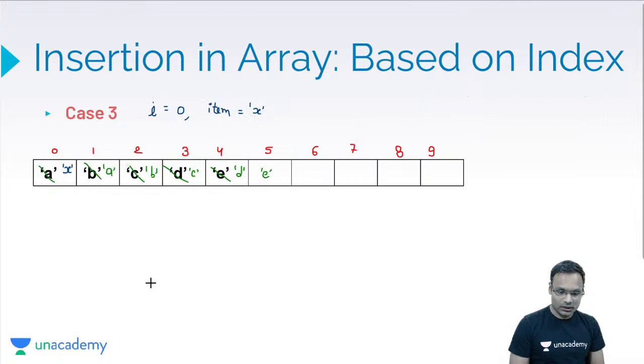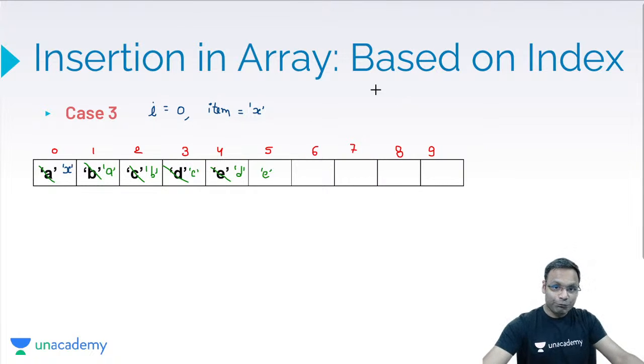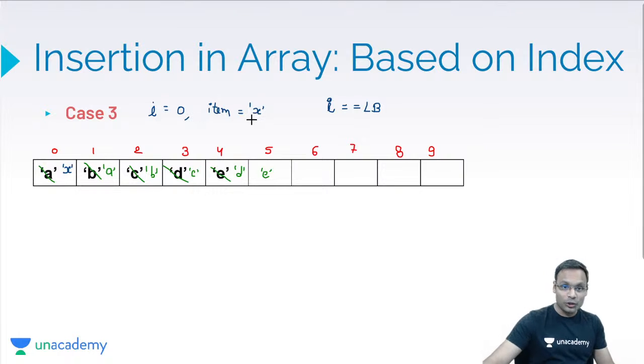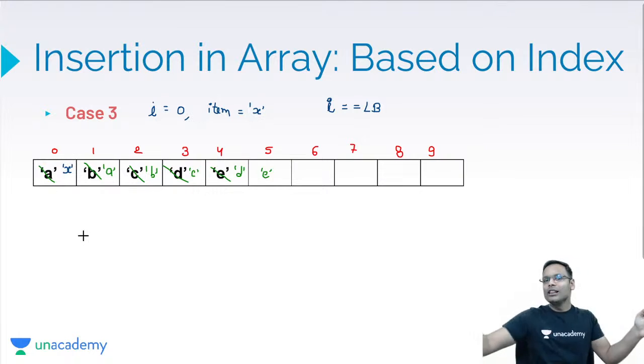Right? Now listen to this. Here, if I is the smallest possible value, the lower bound, in that particular case I'll have to shift all the elements. Look at this: A shifted, B shifted, C shifted, D shifted, E shifted. After that you can insert the element. Why? Just because I had to insert the new element on the very first position, so I have to shift all the elements.